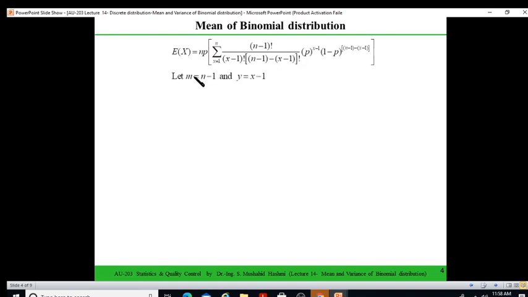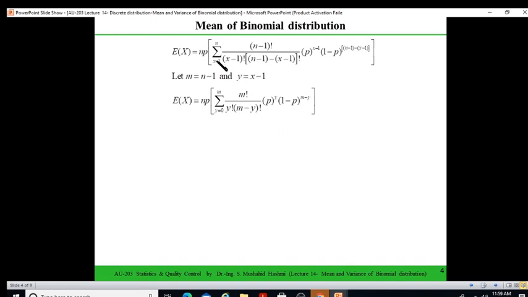I'm using these letters m and y, where m is used to represent n minus 1, and y is used to represent x minus 1, so that we could have a simpler look of the above expression. So okay, now we have a simpler look. What I have done is everywhere we have n minus 1 that turns into m. So n would be equal to 1 plus m, and n minus 1 would be equal to m. So n minus 1 factorial would be m factorial, and n minus 1 would be m, and x minus 1 would be equal to y.